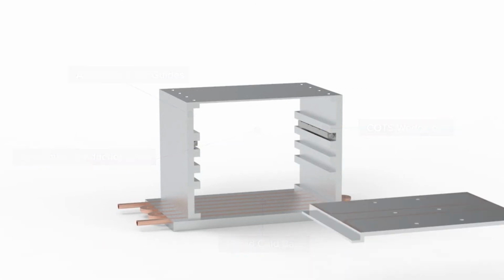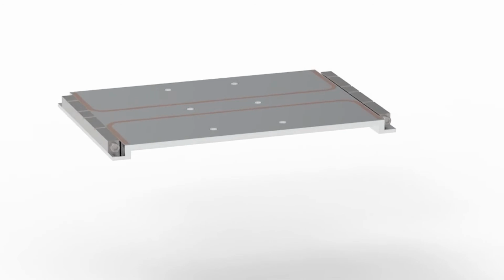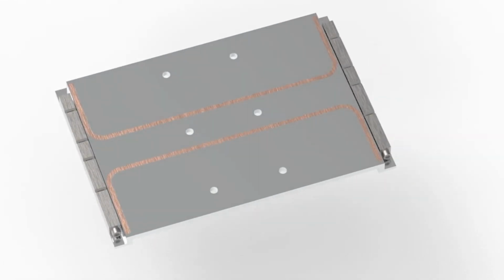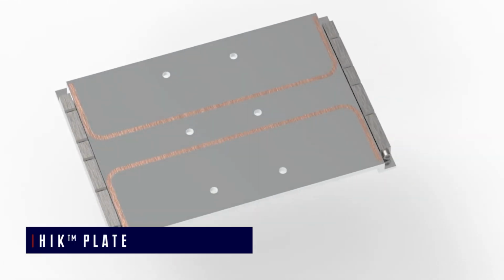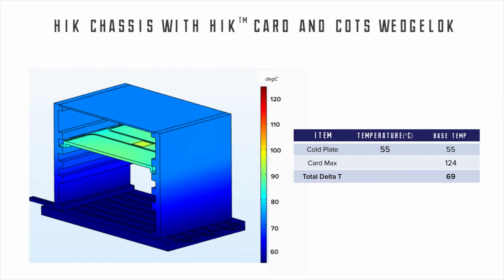By strategically embedding heat pipes, you can greatly enhance the bulk thermal conductivity of the heat spreader. The resultant embedded heat pipe card frame is known as a high thermal conductivity or high K plate. After reinserting a high K frame in place of the aluminum conduction card frame, the max temperature of the card drops from 124 degrees C to 96 degrees C.